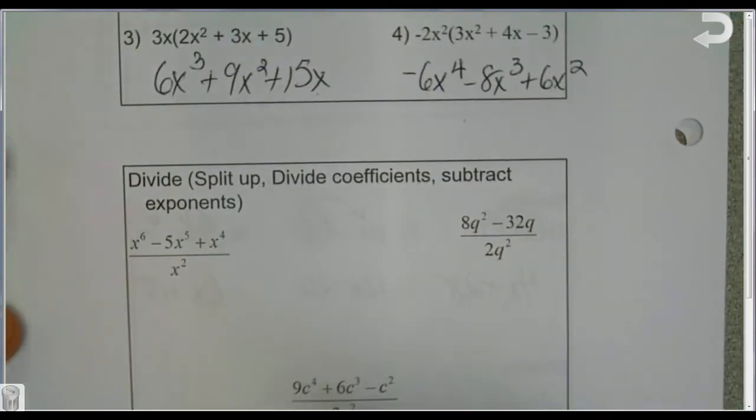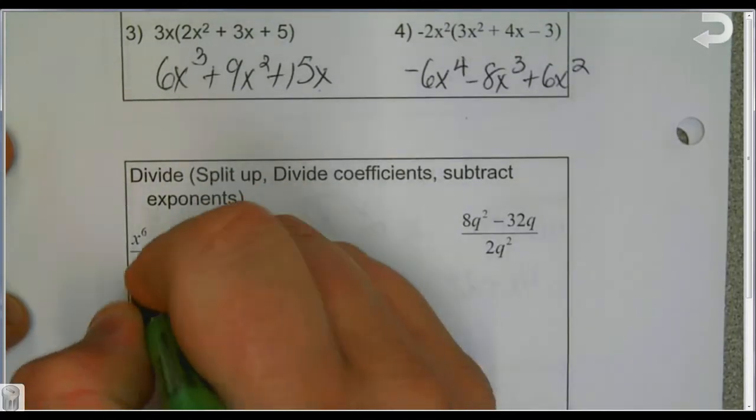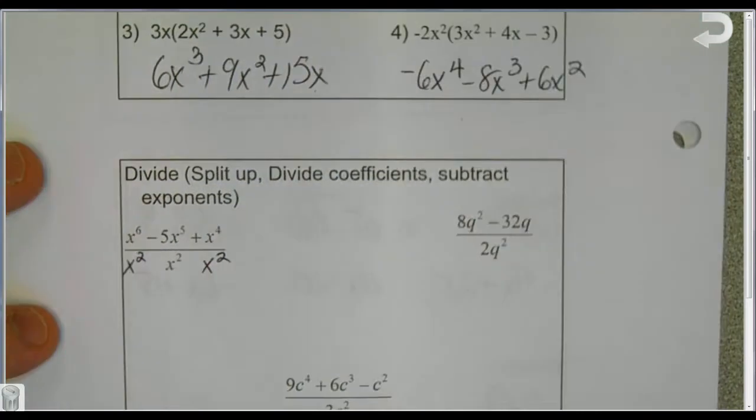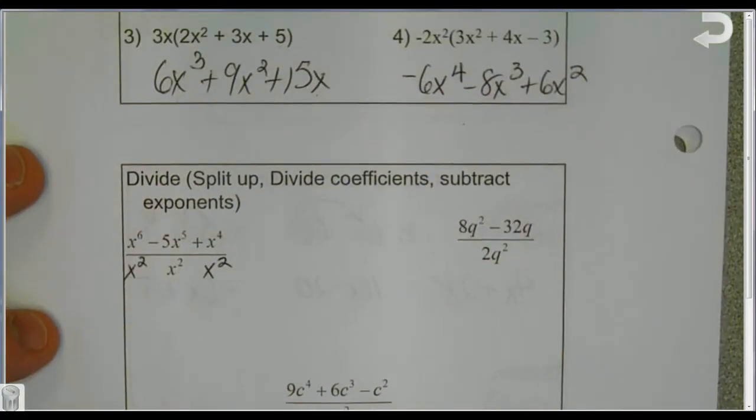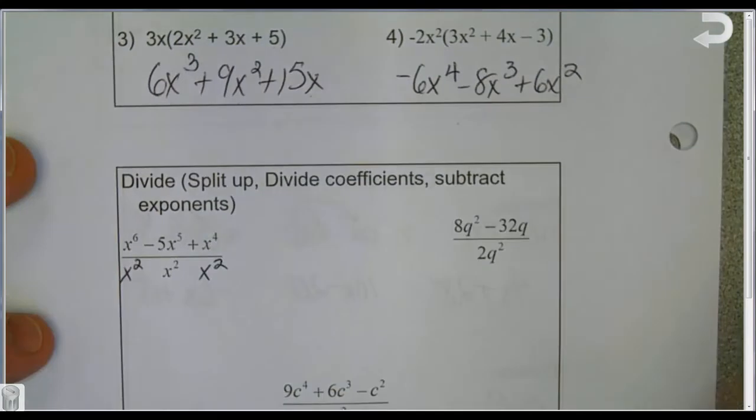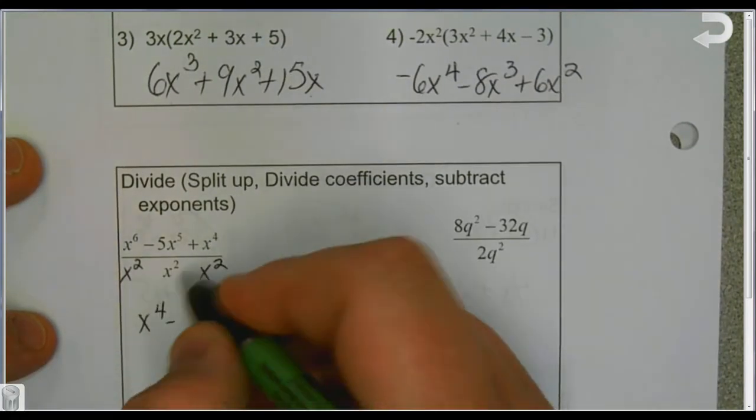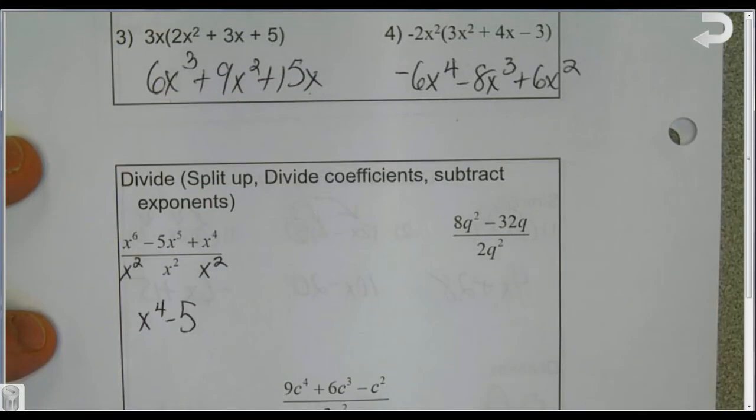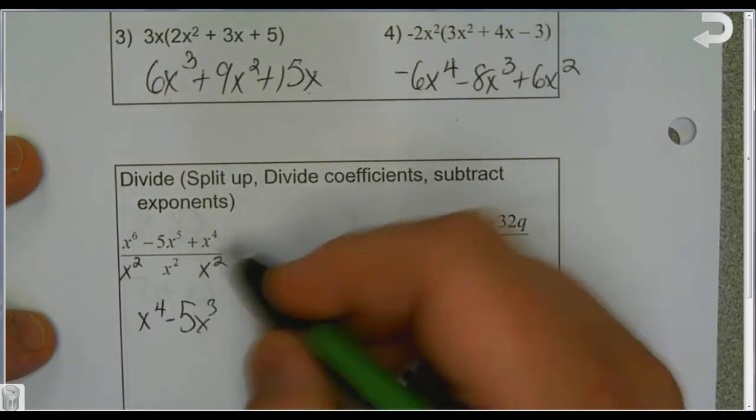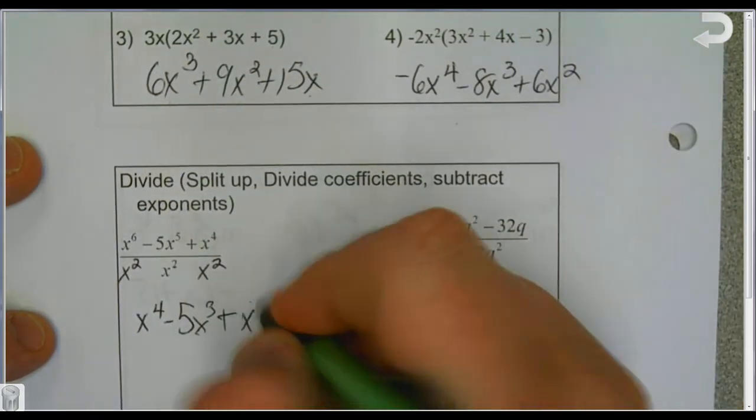When we divide, the way that I like to help me do this is I will go ahead and put the x squared under all of the terms that I need to divide by x squared. And the rules stay the same. When you divide exponents, you subtract. So this is x to the 4th. Now, 5 divided by 1 is still 5. x to the 5th divided by x squared is x cubed, plus x to the 4th divided by x squared is x squared.